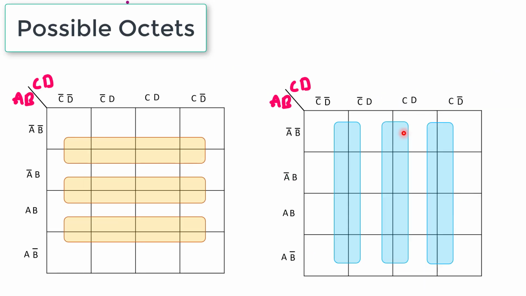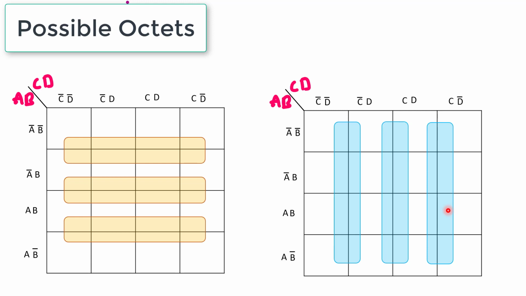Now we are going to see octets, that means group of 8. If you look here, if you consider one here, one here, one here, one here, one here, one here, one here, this entire 8 cells can be considered one octet, or this entire 8 cells can be one octet, or this entire 8 cells, or in the vertical direction this entire 8 cells, or this entire 8 cells. All are having ones. So these are the possible octets.